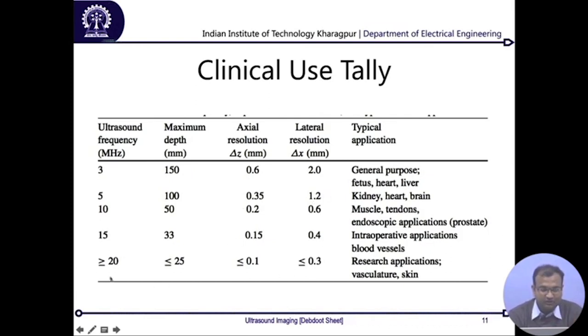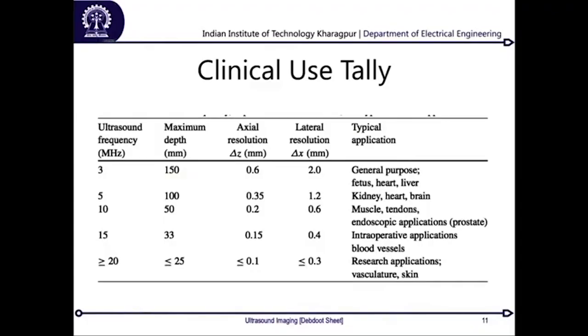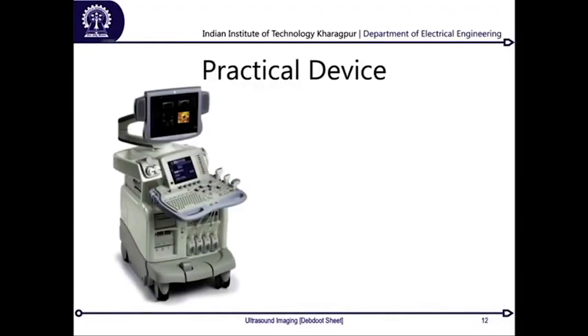Frequencies of 20 or greater are mostly for research applications and for vascular and skin applications. There are particular imaging modalities called intravascular ultrasound, where you use frequencies higher than 20 megahertz, something like 40 megahertz or 63 megahertz, which offer a much higher resolution, but for a much smaller depth, because the depth of arteries, or the thickness of an artery, is much smaller. So, let us enter into a very practical device.